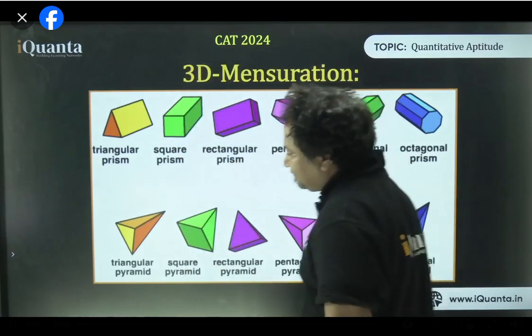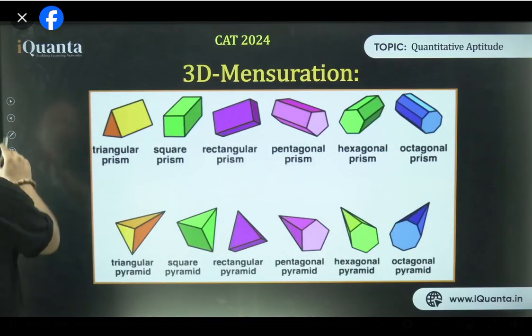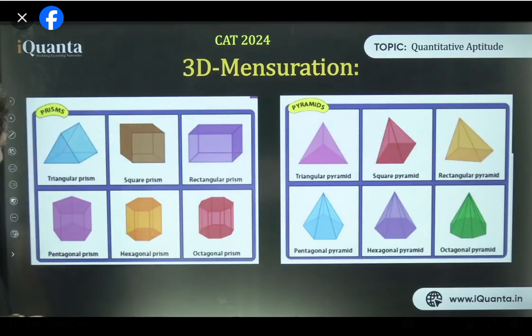Okay, so this mensuration, 3D mensuration is very simple. It's all about areas and volumes. So as you can see, a lot of figures over here. I hope you have gone through it.